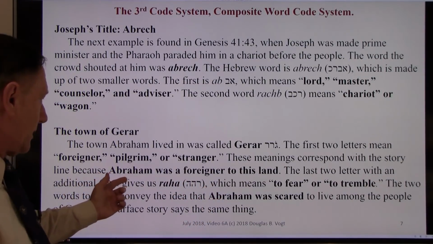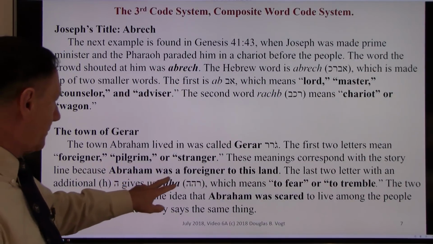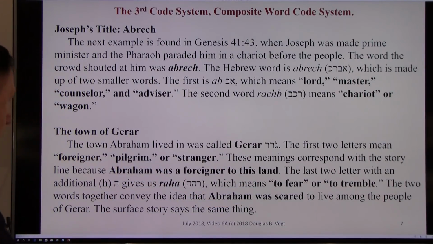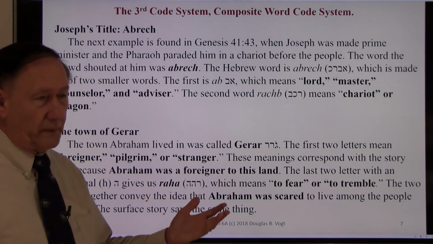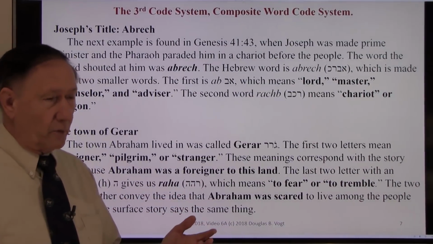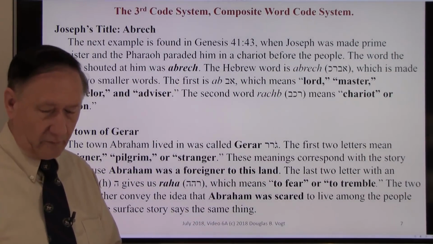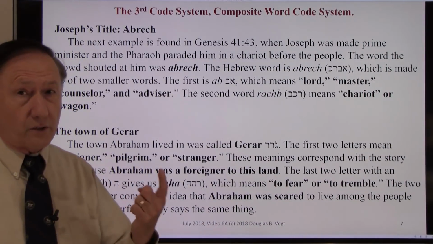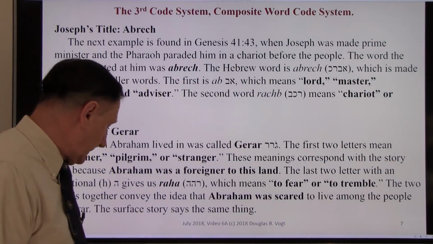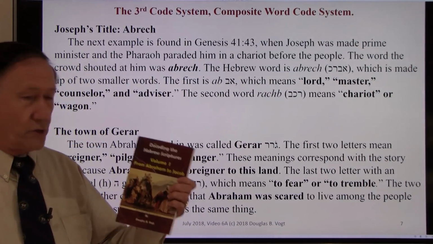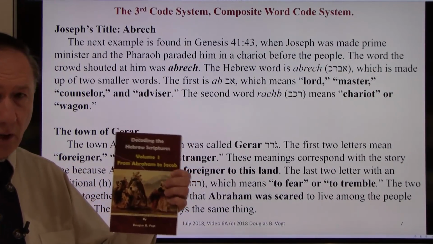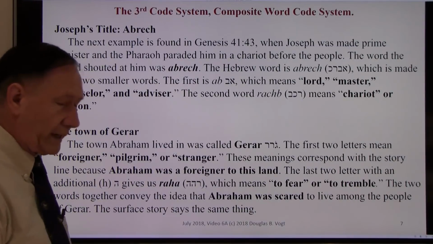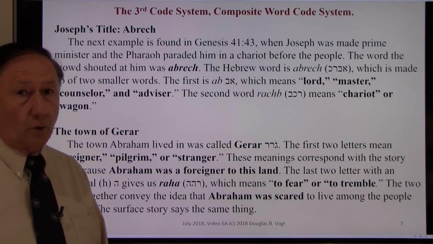Then the latter part of it, well, Abraham was a foreigner in this land. The last two letters, additional hey, Raha, which means to fear or to tremble. And that parallels the story, basically Abraham saying, the men of Gerar are killers, and I'm scared to live here. Ask yourself, why did he go there? There is a reason. I explained that in Volume 1. Abraham to Jacob explains everything about the story, decoding it correctly, why he bought it, why he sold his sister twice.